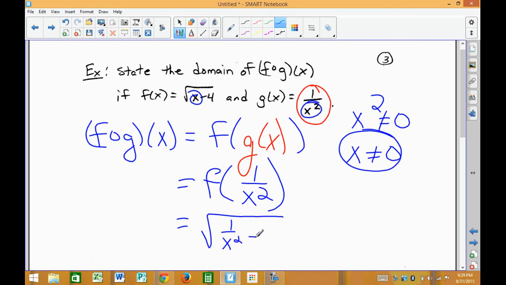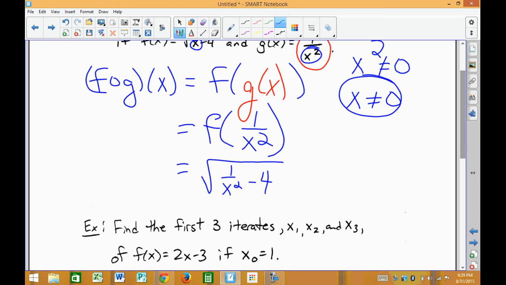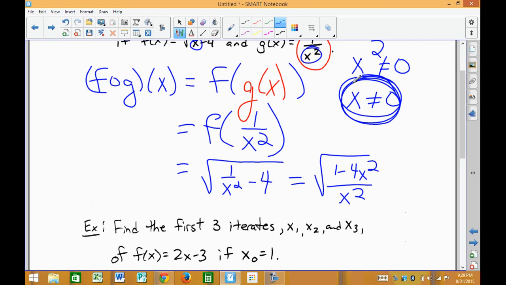1 over x squared minus 4. Okay, so this is our function, and we could clean it up a little bit. We could combine the fractions if you wanted to. So it would be 1 minus 4x squared over x squared. As you can see, we still have the x squared on the bottom, so that's why this restriction, x can't be 0, is still good. We'll go ahead and leave it like so. That's your f of g of x.